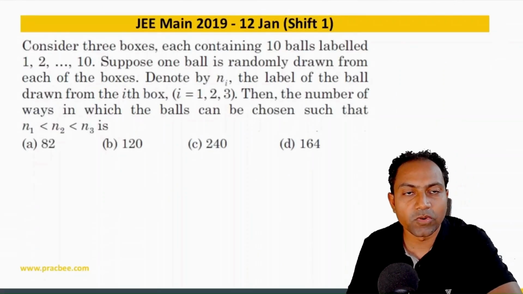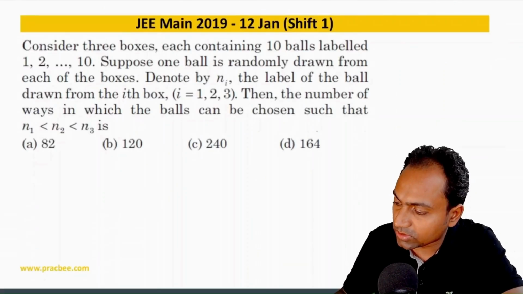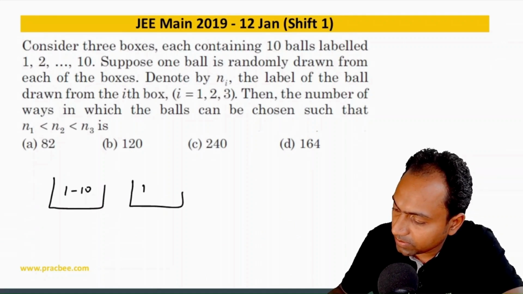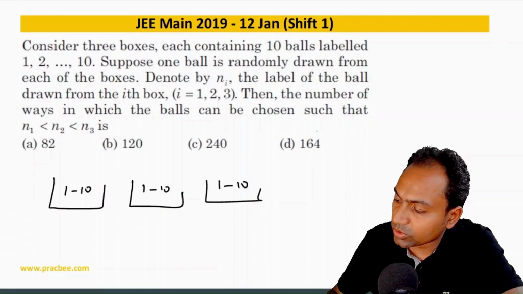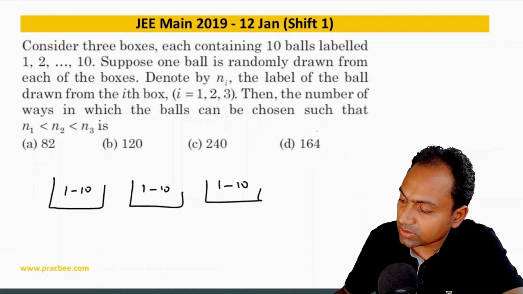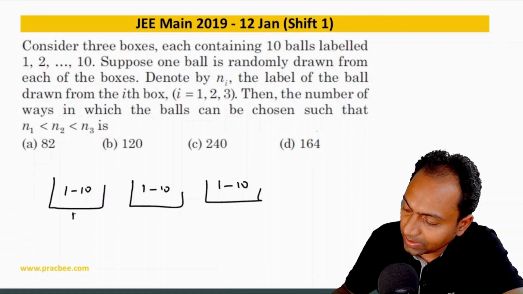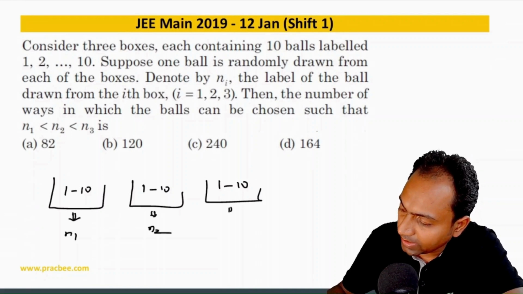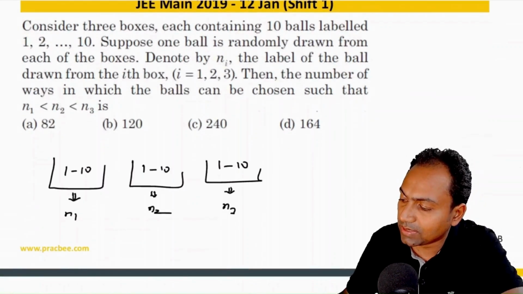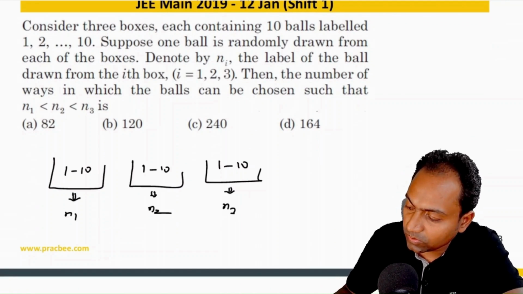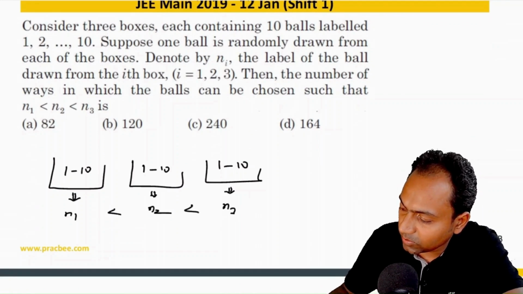Now in this question, they are asking us to consider 3 boxes. Each box has balls which are numbered 1 to 10. This is the first statement in the question. Suppose now one ball is drawn randomly from each of the boxes and I denote the label of the ball in the ith box. So if I am taking this ball, this is nothing but n1 from box 1, this is n2 from box 2 and this is n3 from box 3. Now what they're saying is, in how many ways can this be done so that the number on this ball is smaller than this number and smaller than this number?